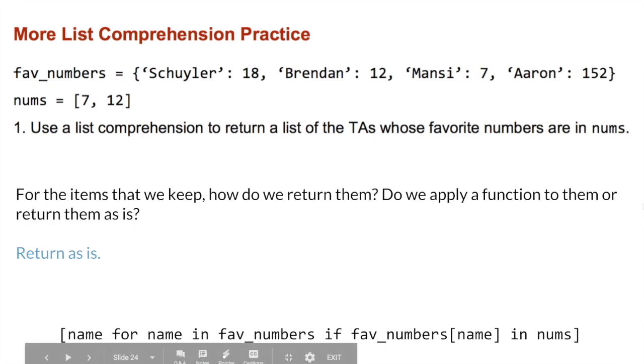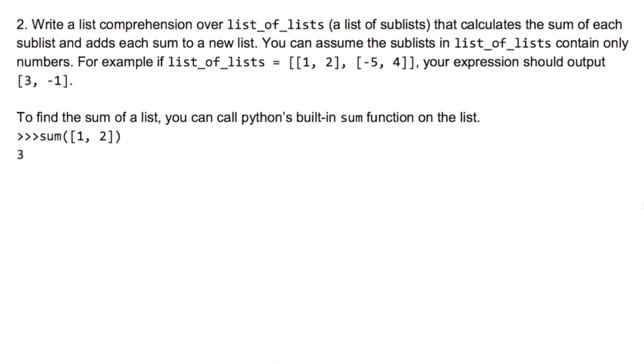Awesome. So let's move on. Now this question gives you a list of lists, and it asks you to return a new list where each item is the sum of each of these sublists. So you take 1 and 2, add them and get 3. You get -5 and 4, add them and get -1.